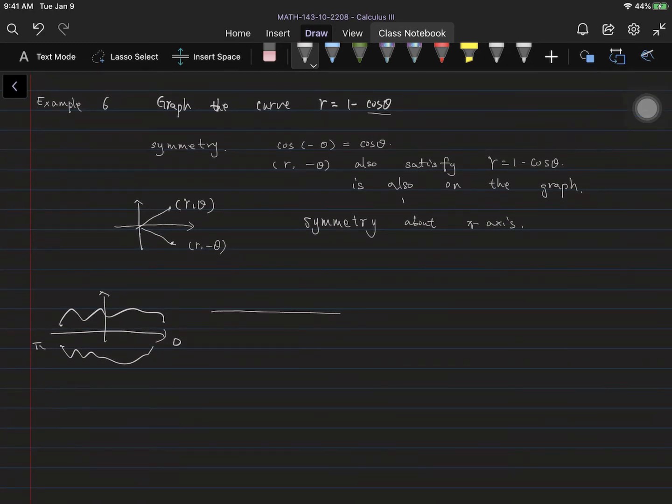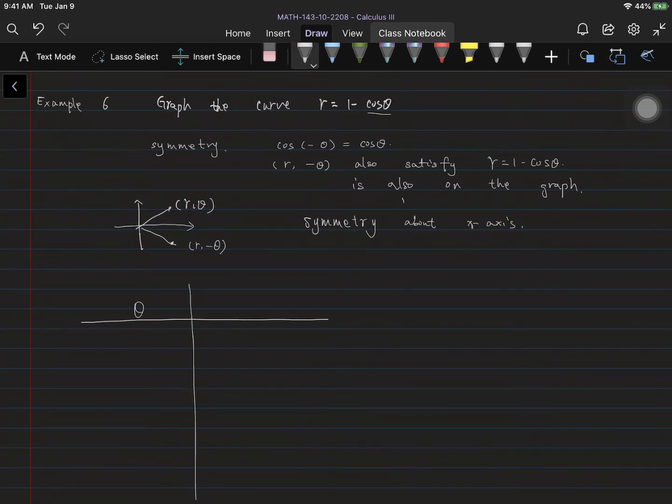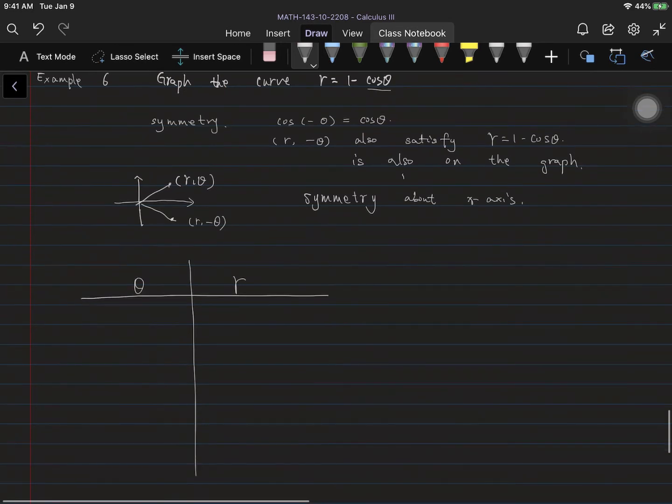So we are going to make a table. Why don't we choose 0 to 2 pi? Because of symmetry. So here, let's draw a table. Given some values of theta, we can find some values of r. Okay. Theta, we can start from 0. And we can just give some special angles. For example, pi over 3, pi over 2, 2 pi over 3, and pi.